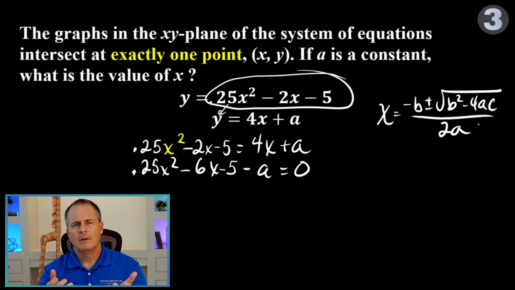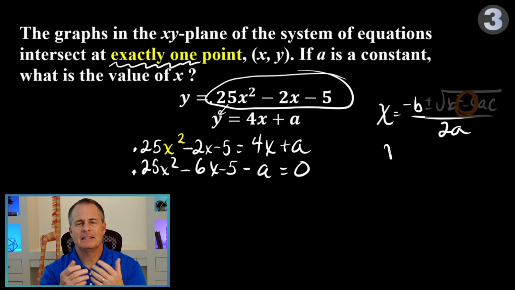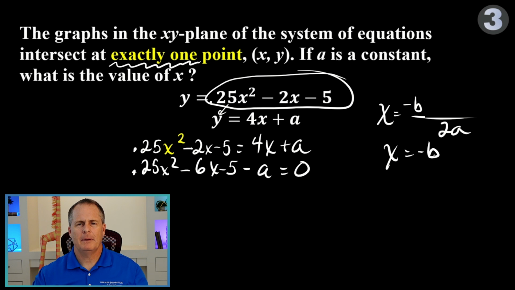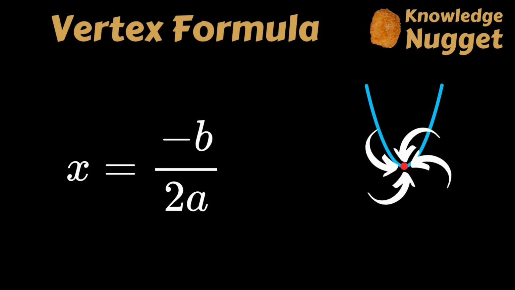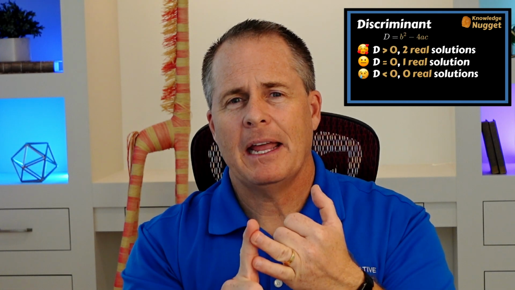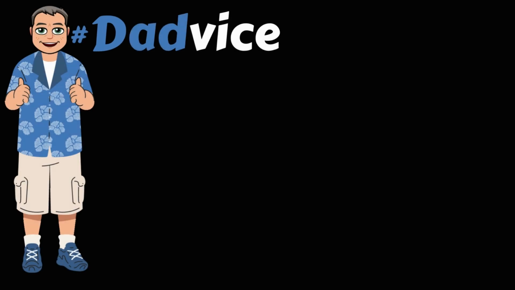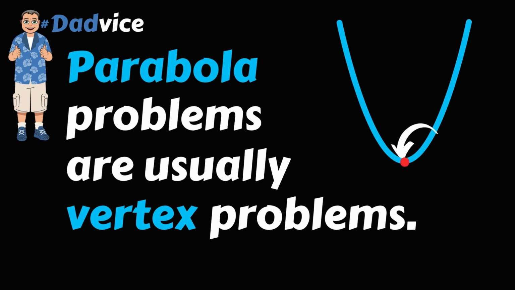So, as it turns out, the discriminant has to be 0. So then this part of the quadratic formula disappears, and x is just going to be negative b over 2a. Do you recognize x equals negative b over 2a? It's the vertex formula. I just showed you all 3 formulas that you might need for quadratics in one problem. So make sure you have the vertex, discriminant, and quadratic formulas all memorized. You're welcome. After studying this test for years, I like to say that parabola problems are usually vertex problems. And once again, I'm right.